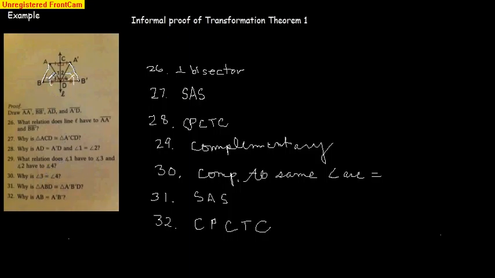Triangles are congruent because of side, angle, side, because of CPCTC and perpendicular bisector, and AB is congruent to A prime B prime because of CPCTC. If these two triangles are congruent, then their parts are congruent. So that's the real quick version of the one I recorded without sound.